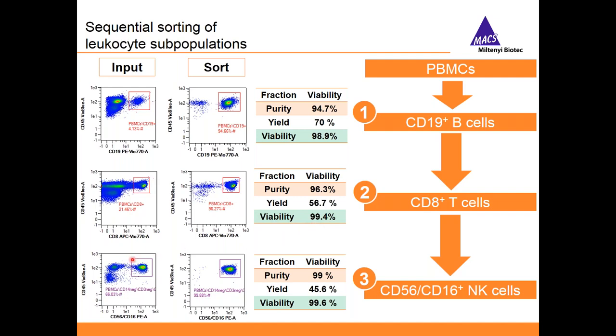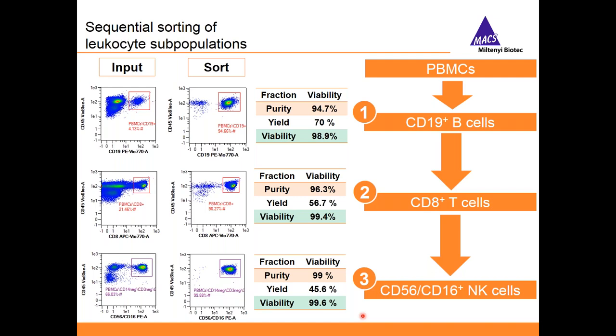And in the third sorting step, we enriched the NK cells, coming already from quite a high purity, and ended up with 99% purity, and still the viability was really outstanding with 99.6%. These cells ran through the cartridge 3 times in a row, and you can see they were not affected in their viability. So this makes it possible to run your sample through the cartridge several times.